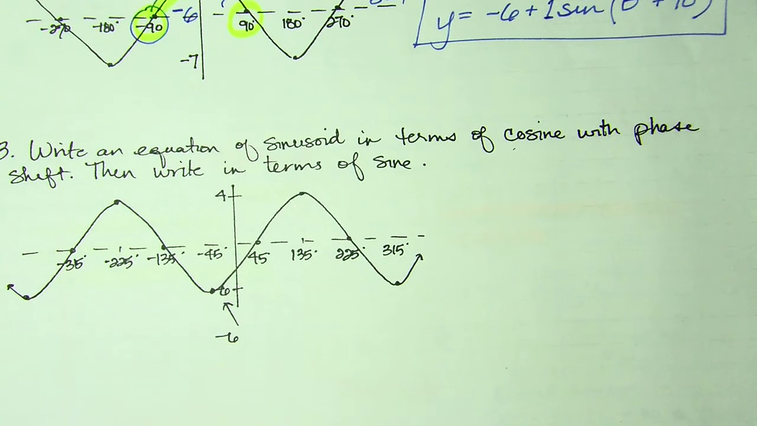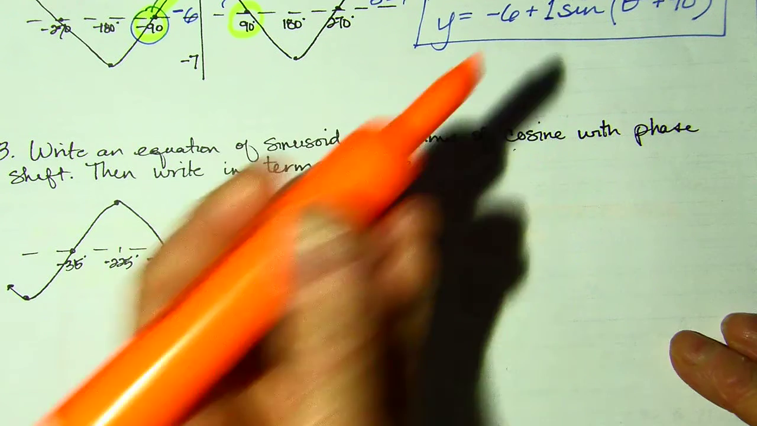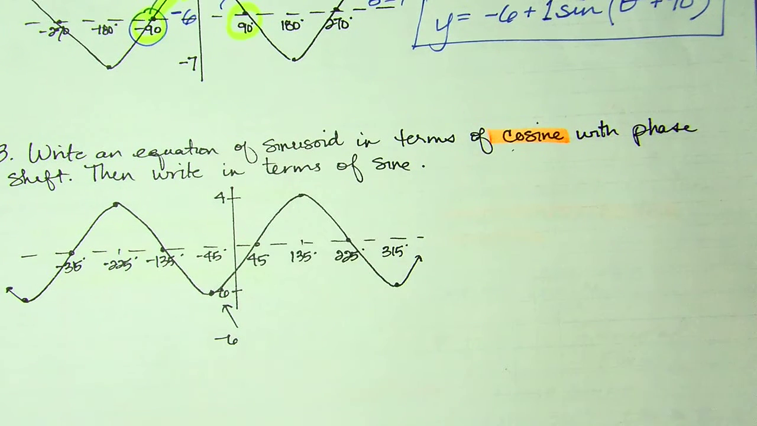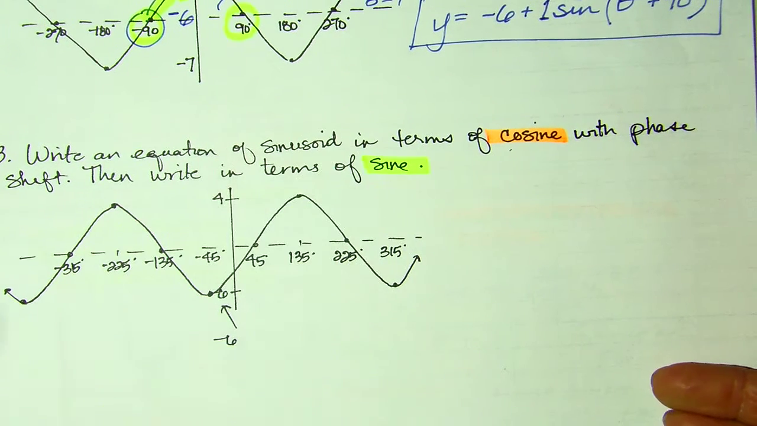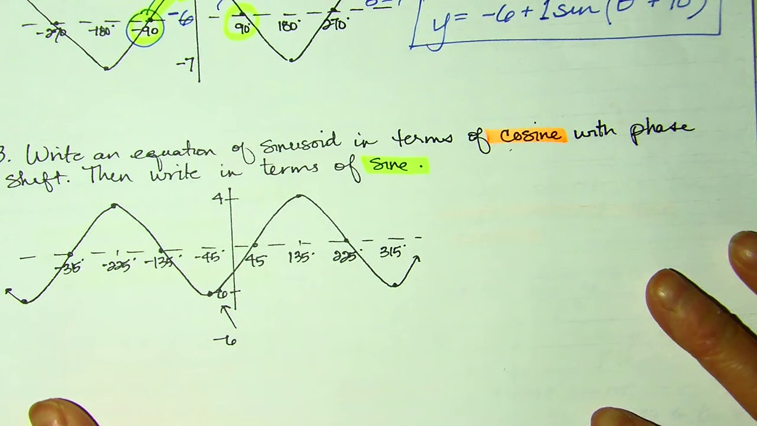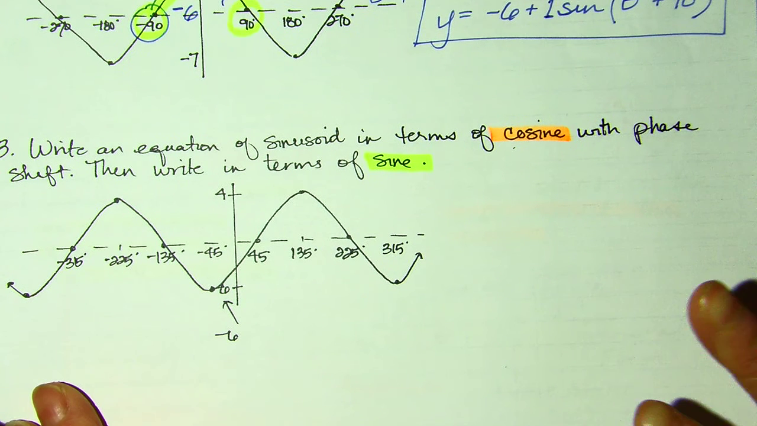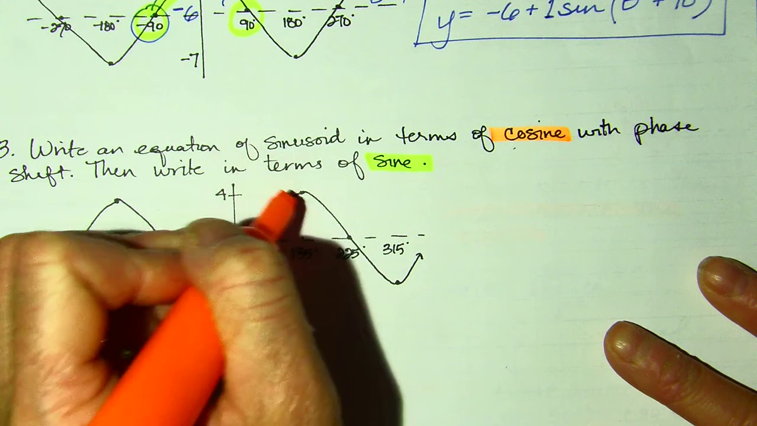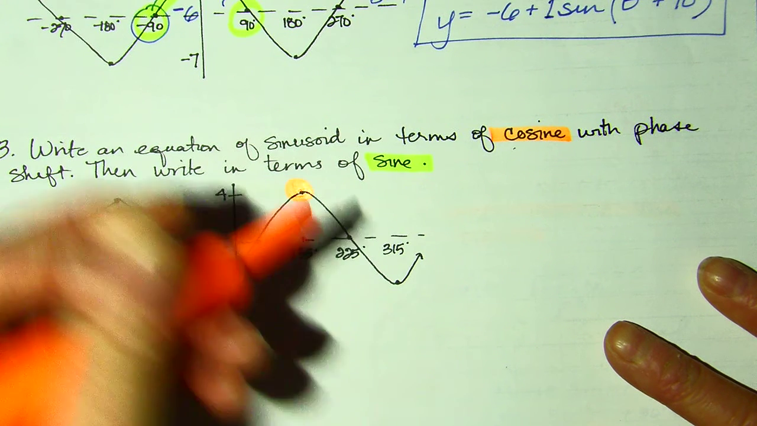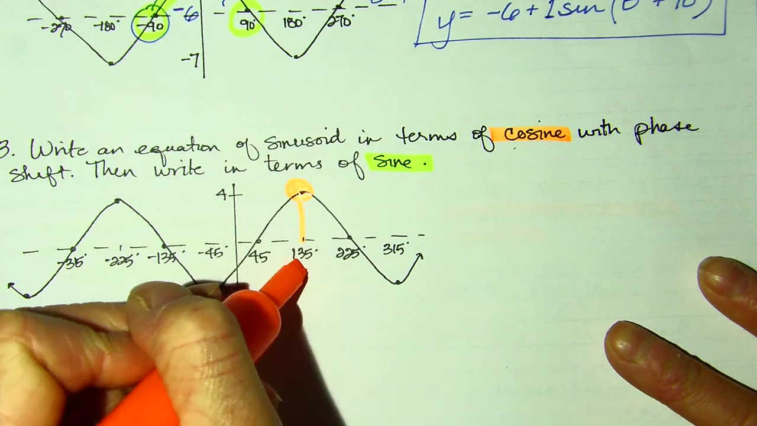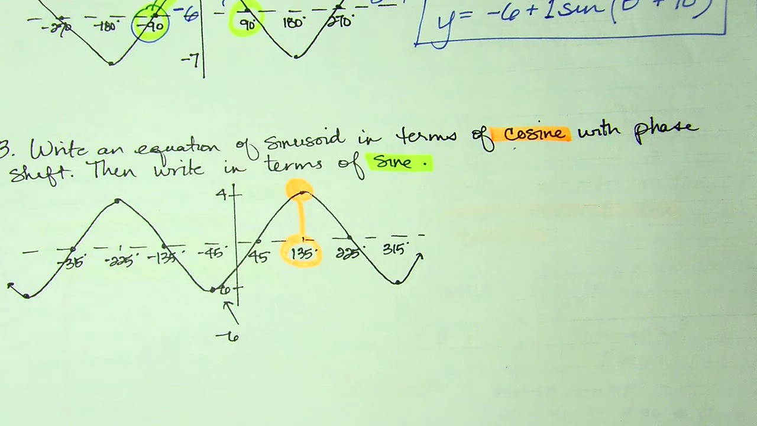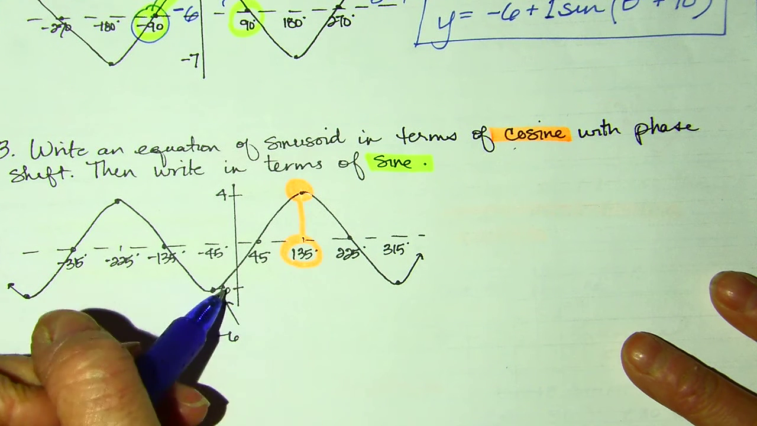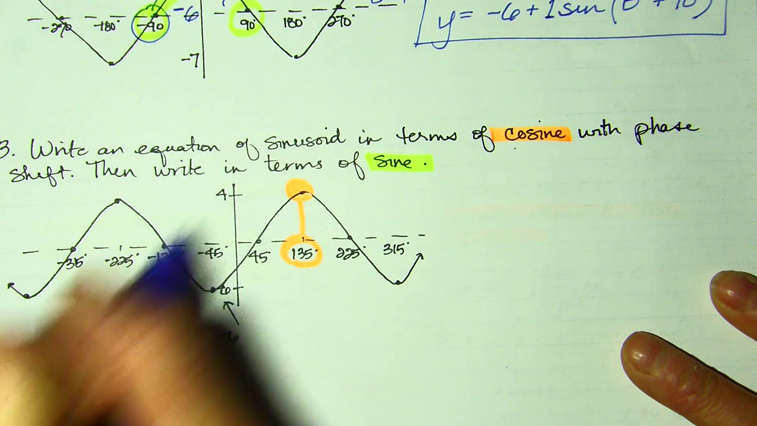Number 3 says write this equation in terms of cosine with a phase shift, and then write in terms of sine. So cosine, right, would be the peak nearest the origin. This is at 225, this is 135. So I'm going to use that peak there, which is at 135.